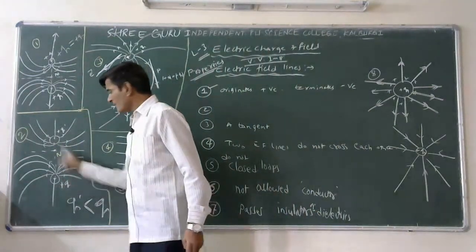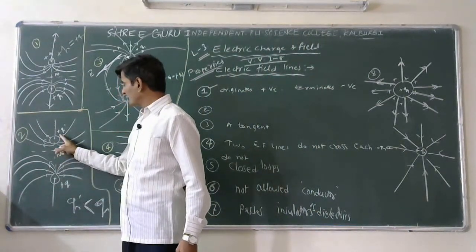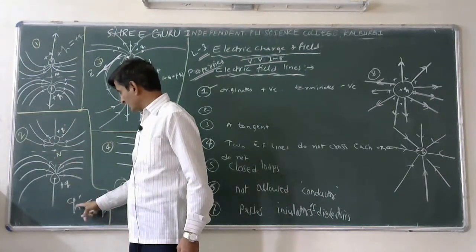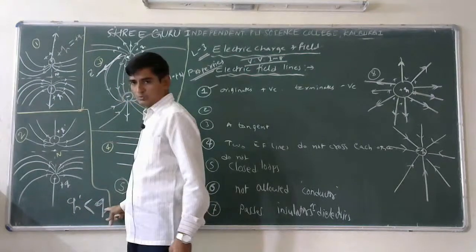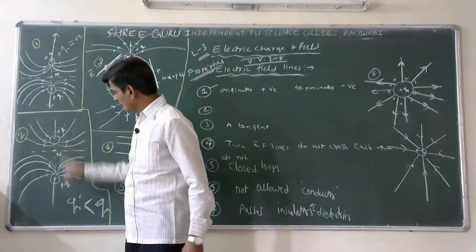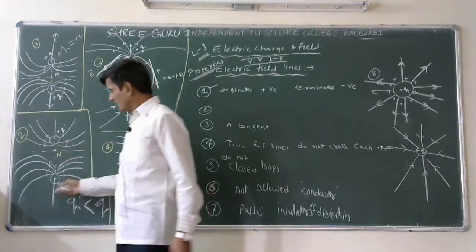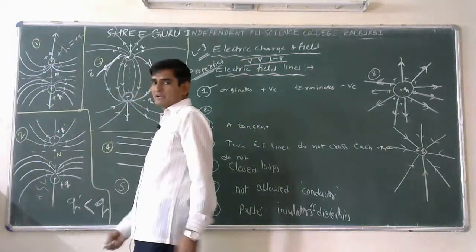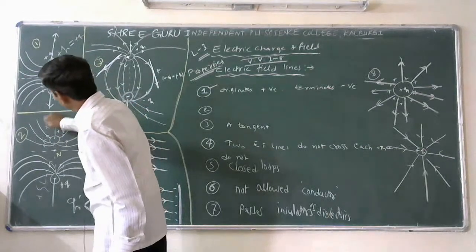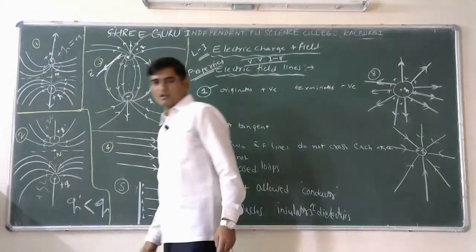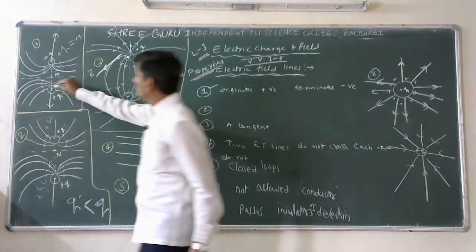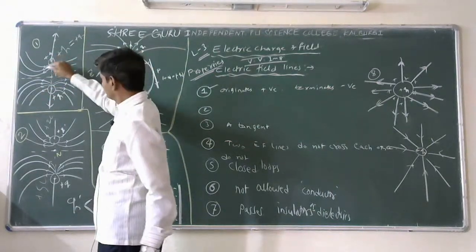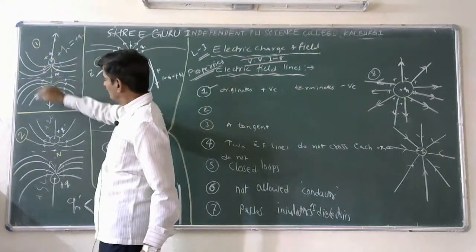Here, in figure number 2, there are two charges. One is plus Q dash, another one is plus Q. Here Q dash is smaller than Q. That is, this charge is less and this charge is more. Let us say this is plus 5 coulomb and this is plus 2 coulomb, just for your understanding. In the earlier figure both are equal: if it is plus 5 coulomb, this is also plus 5 coulomb.